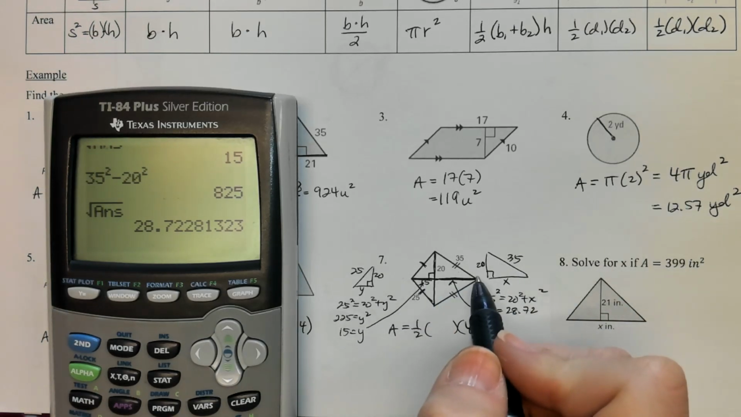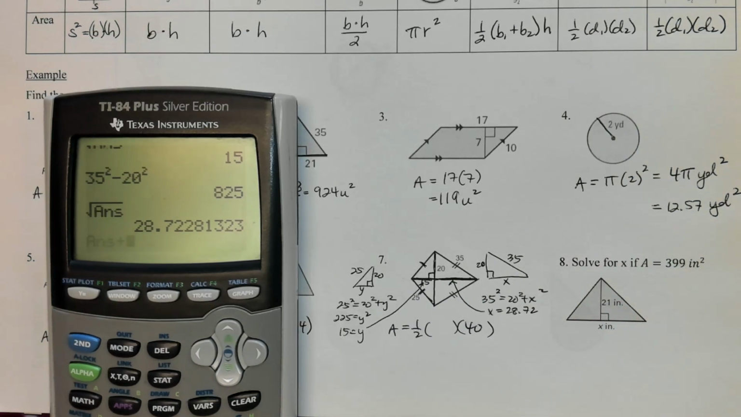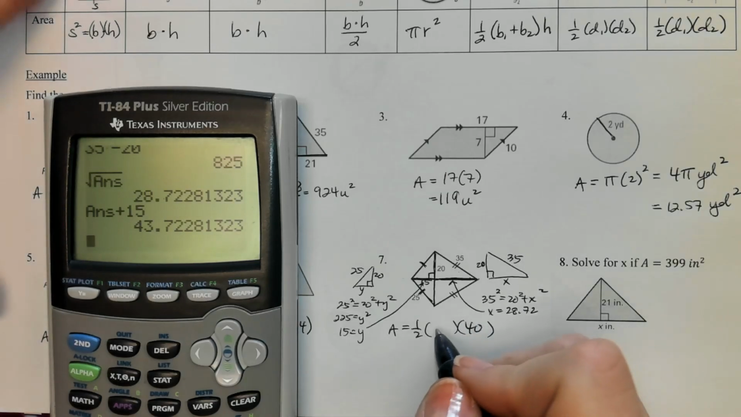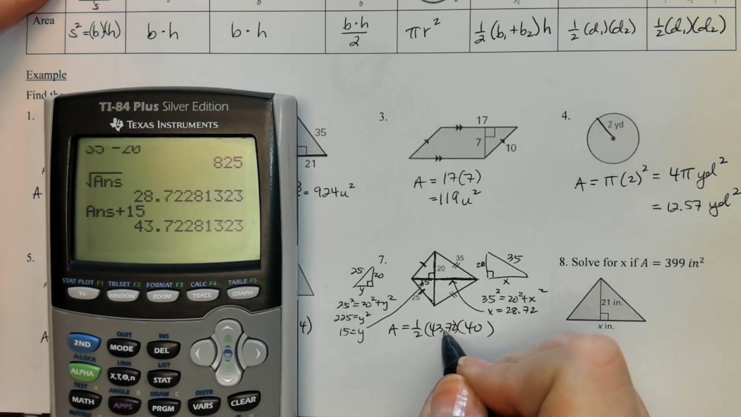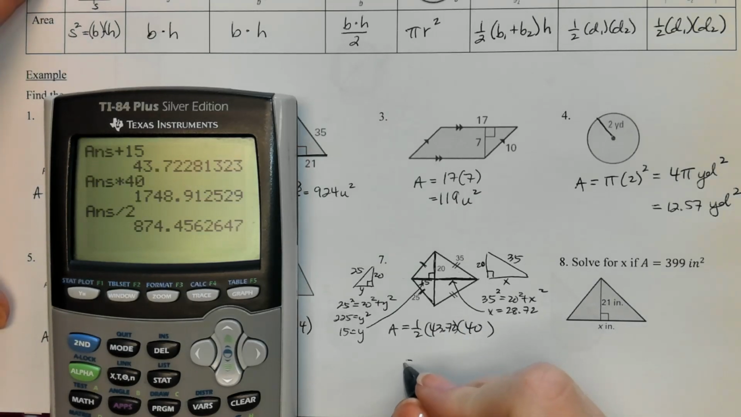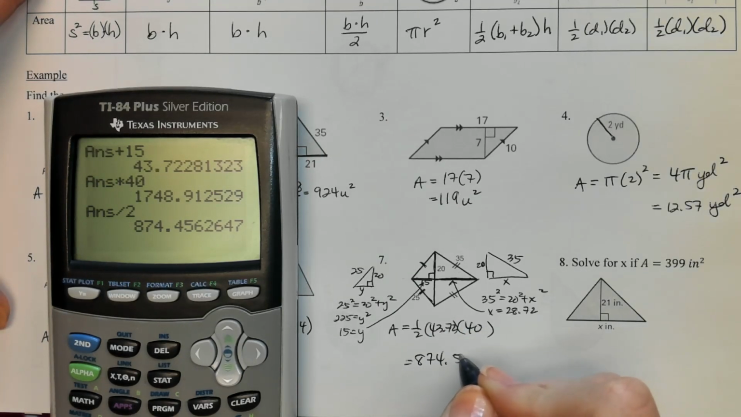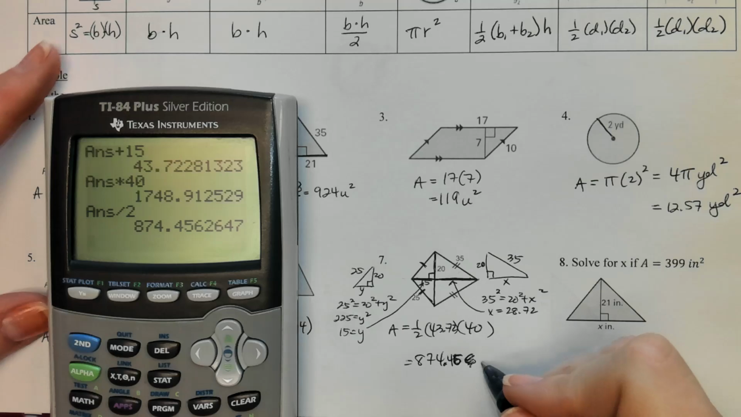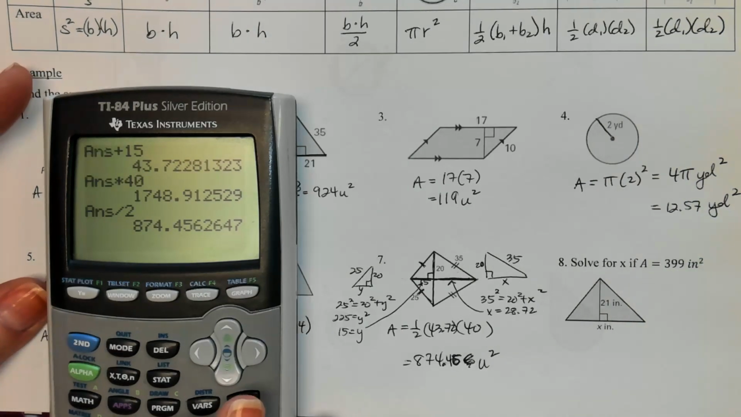So our whole diagonal is the 15 plus the 28. So I'm just going to add 15 to that. And we get about 43.72 times by 40, and then cut it in half. And we get about 874.56. Whoops, 874.46. I missed that whole 4 right there. No labels, so we'll go with the unit squared.